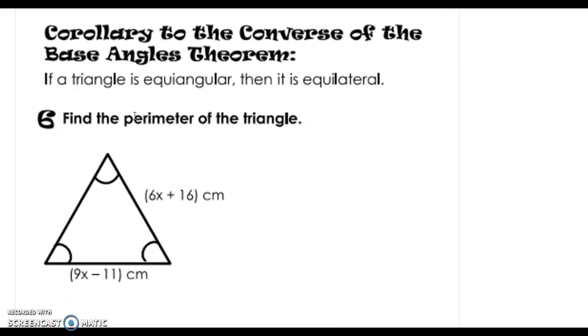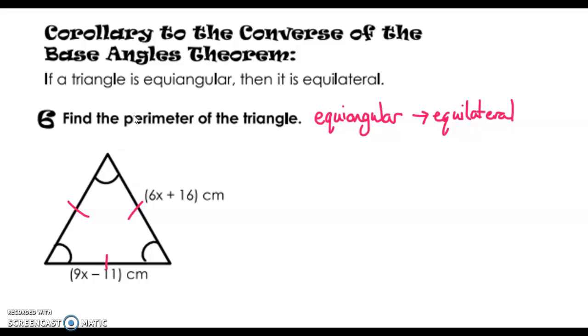Okay, last but not least, I want us to find the perimeter of the triangle. So the corollary to the converse is going backwards. Basically, if we know it is equiangular, meaning all three angles are equal, then we know it's equilateral. That goes both ways. So we know it's equiangular, so therefore, we know all three sides are equal. So that means 6x plus 16 is the same length as 9x minus 11. So let's go ahead and solve.